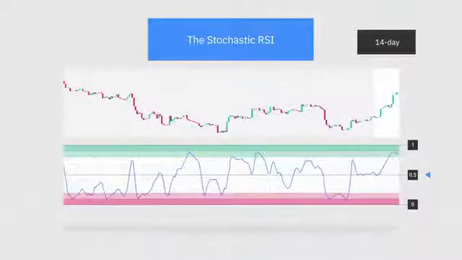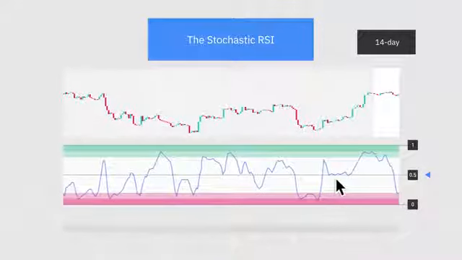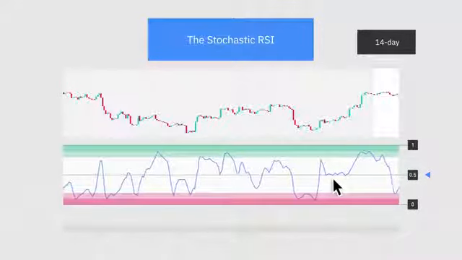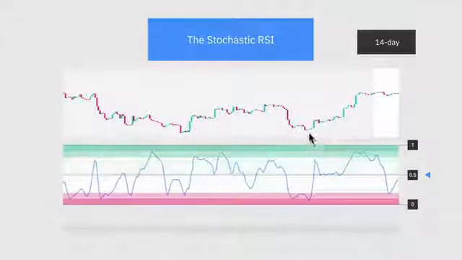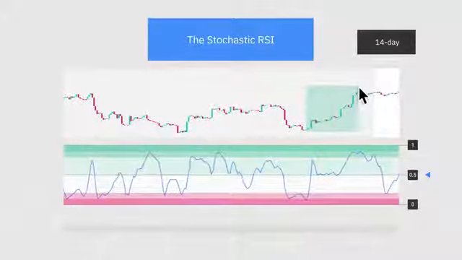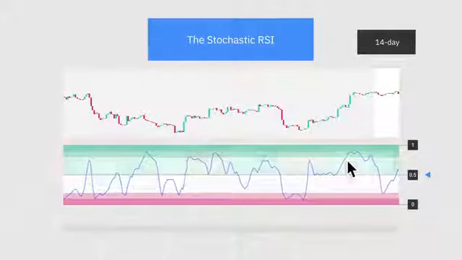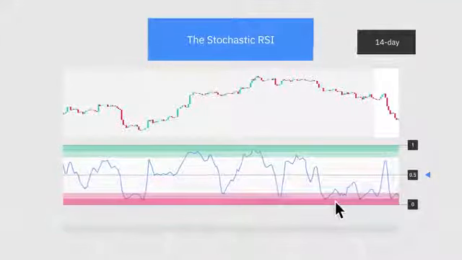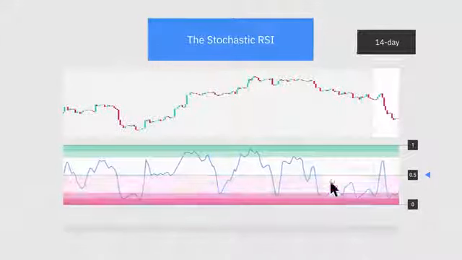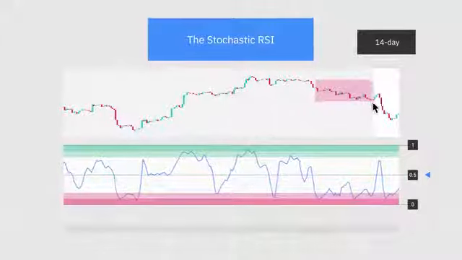For instance, when the centerline acts as a support and the stochastic RSI line moves steadily above the 0.5 mark, it may suggest the continuation of an upward trend, especially if the line starts to move towards the 0.8 mark. Likewise, readings consistently below 0.5 and trending towards 0.2 may indicate a downward market trend.